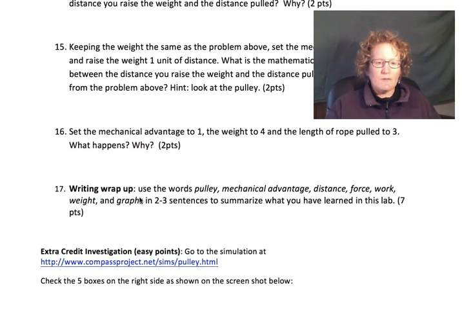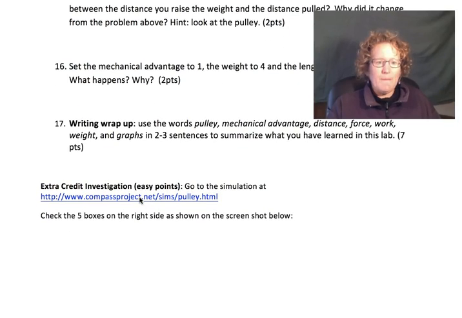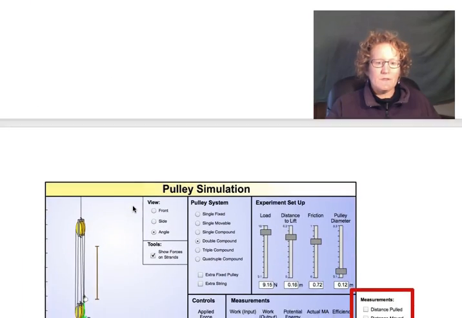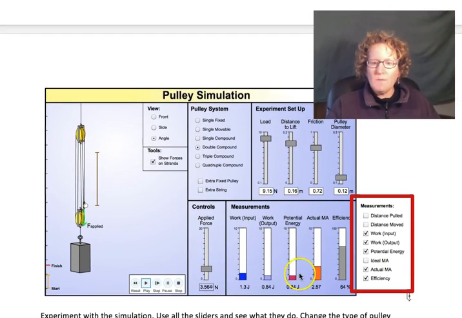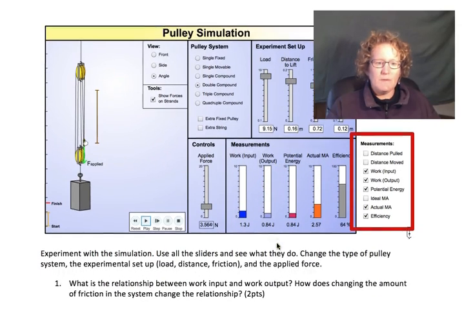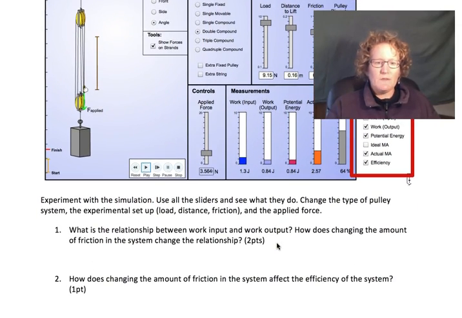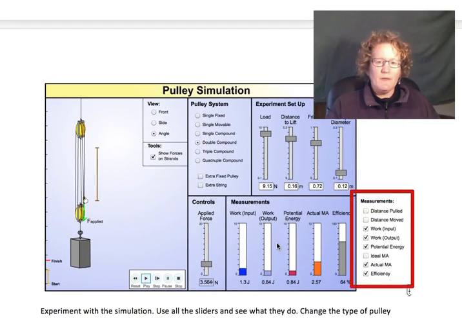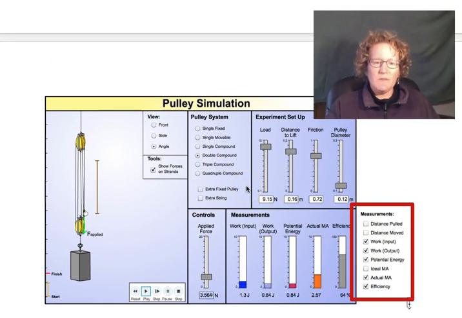If you want to do the extra credit investigation, it's pretty easy. I can show you how to get started. Here's a screenshot. You want to make sure you check these boxes, and I'll show you how to do that when we get to the simulation. And then we can talk about some of these questions. This is a slightly more sophisticated pulley simulation, and it's just kind of fun to play around with. So give it a shot. It's an easy way to earn some extra points.